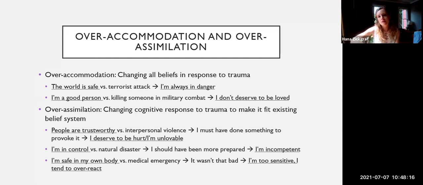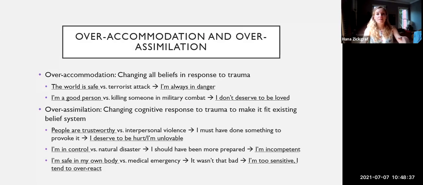Someone who used to trust their body and feel safe in their body, but then experienced a medical emergency, might try to assimilate that trauma into their pre-existing worldview of being safe in their body by trying to convince themselves that the experience wasn't really that bad, by basically gaslighting themselves and telling themselves that they overreacted, they're too sensitive.